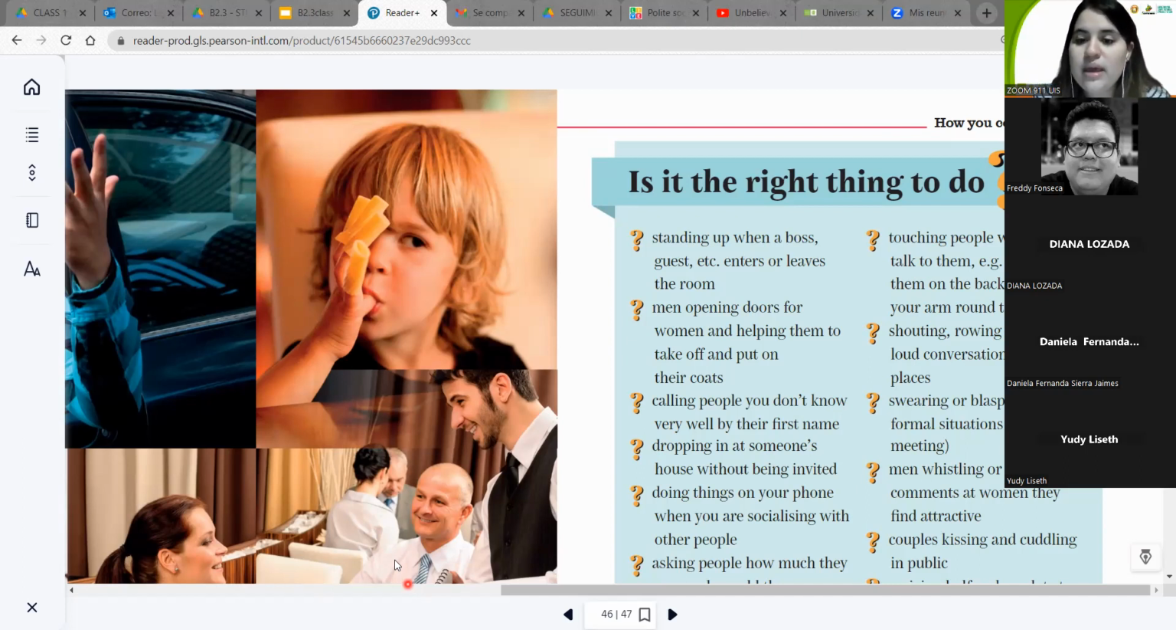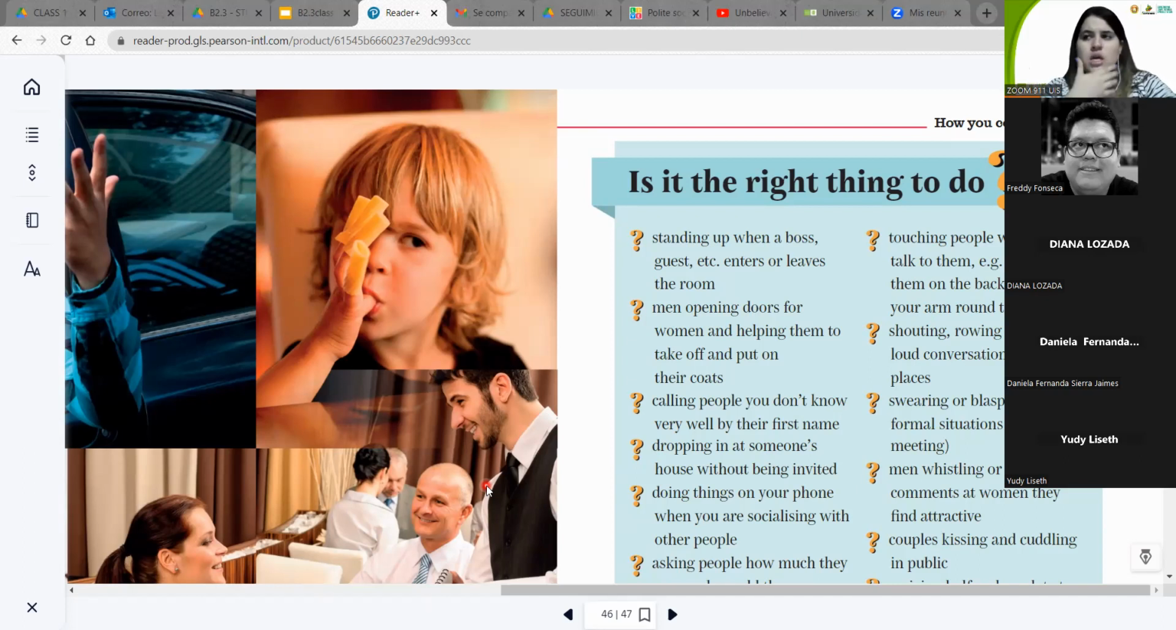Men opening doors for women and helping them to take off and put on their coats. Do you think that's acceptable, or never acceptable, or it depends? I don't know, maybe because of the new thoughts about it, it could be sexist. I think it depends on the person. Men are not doing that anymore nowadays. For some women it's offensive, they take it personally. Some of them say, why do you open the door for me? I can do it myself. But that's controversial.